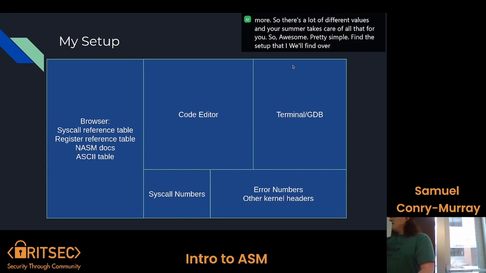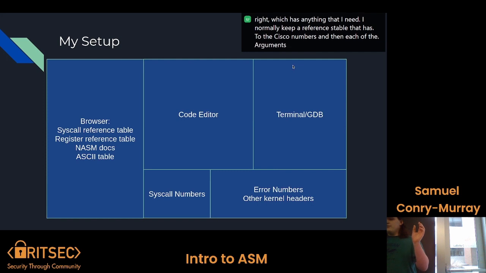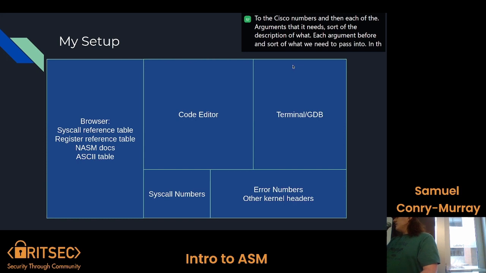So my setup, I have a pretty simple setup that I've refined over time. I've just got a browser to the right. You won't actually see this since my laptop wasn't working, but the browser has anything that I need. I normally keep a reference table that has each of the syscall numbers and each of the arguments that it needs, with a description of what each argument is for and what you need to pass into each register in order to get that to work.